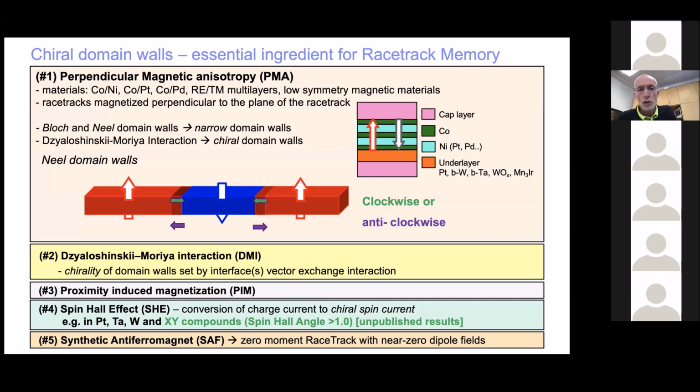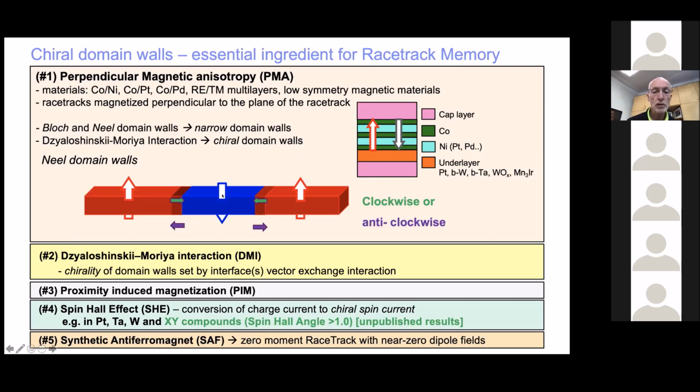Now, I don't want to talk so much about racetrack, just remind you that these are the essential ingredients. First of all, we have to make the racetrack. We could make it from bulk materials. We make it here from ultra-thin layers of cobalt and nickel, each one only just a few angstroms thick. This gives rise to strong perpendicular magnetic anisotropy. And by building this cobalt-nickel-cobalt multilayer on an underlayer which has significant spin-orbit coupling, it turns out that the interface between this orange layer, let's say it's platinum, and the cobalt layer shown here as green, gives rise to this Dzyaloshinskii-Moriya vector exchange.